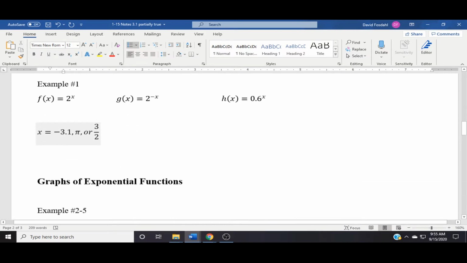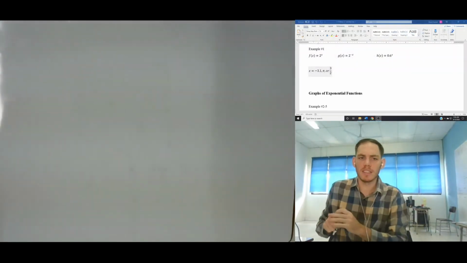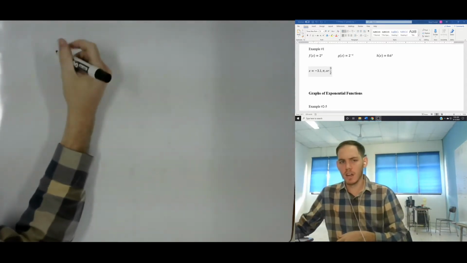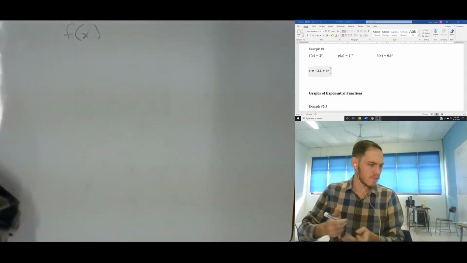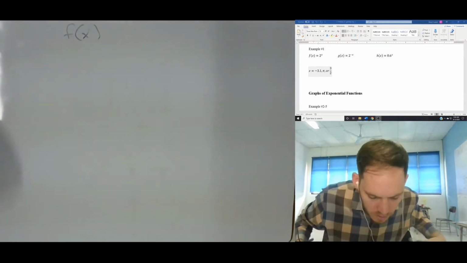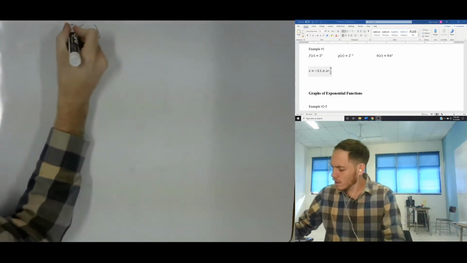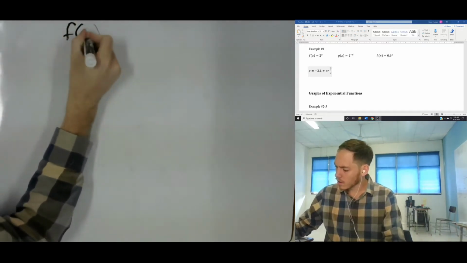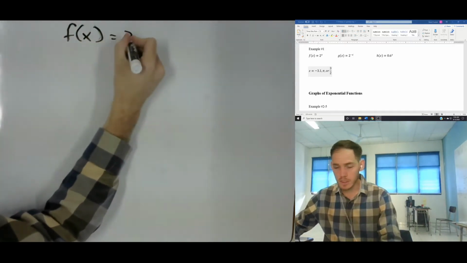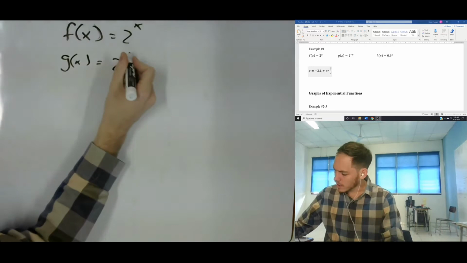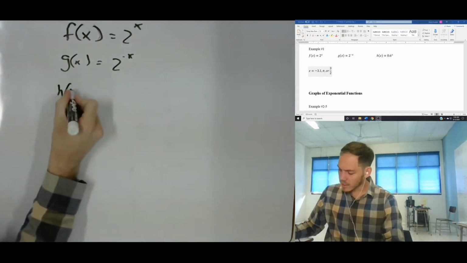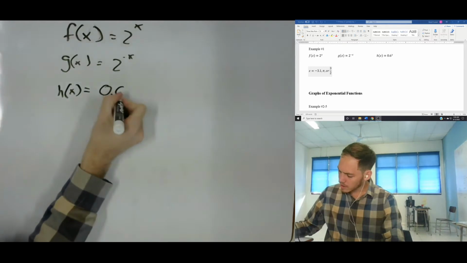Okay, example 1. We're going to look at this on the board. So example 1, we're going to plug this in. You can actually just plug this into the calculator. Okay, f of x equals 2 to the x. g of x equals 2 to the negative x. And then h of x equals 0.6 to the x.